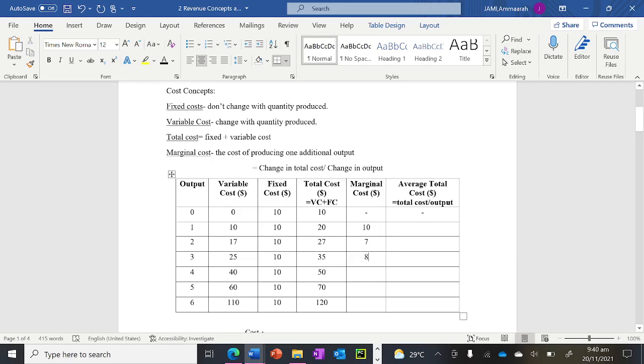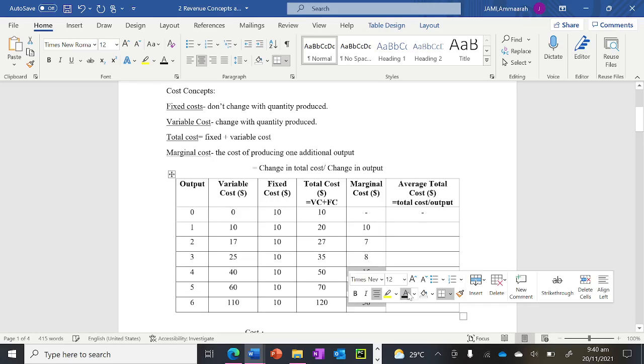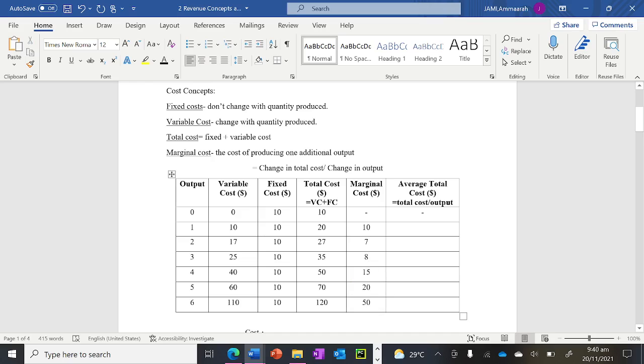And you would just keep doing that for every space that you have to fill for marginal cost. It's just the additional cost, basically the difference between the two costs. So the difference between this and this is 15. The difference between 17 and 50 would be 20. The difference between 120 and 70 would be 50.